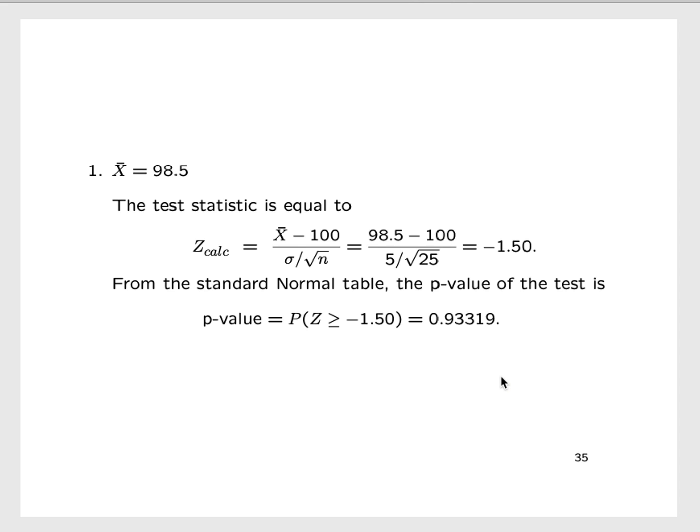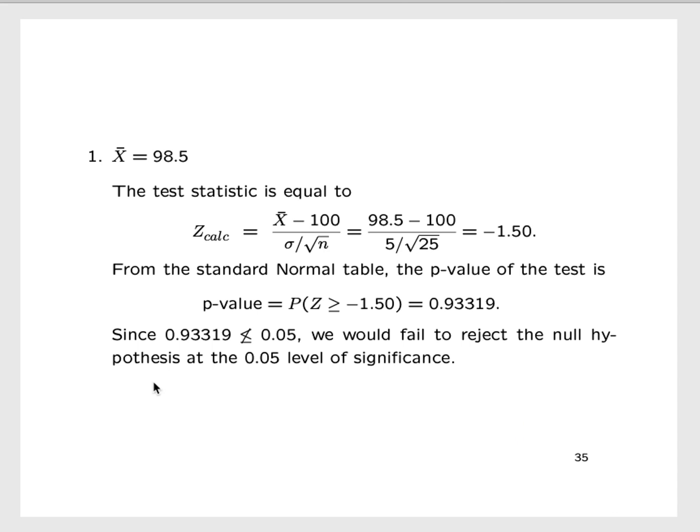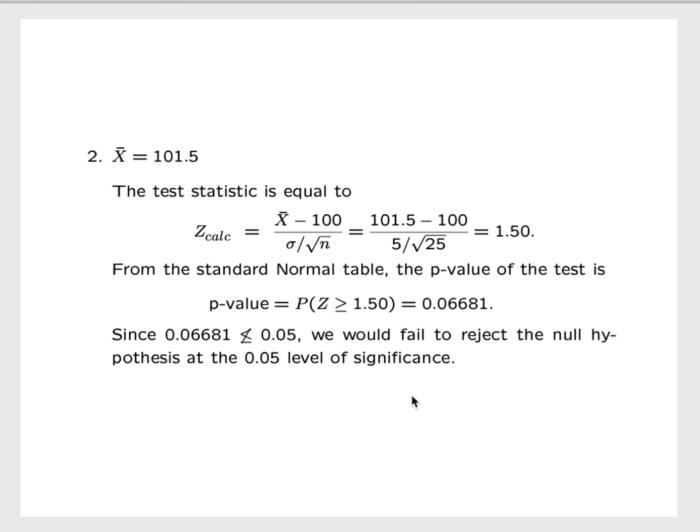In fact, I need to include that statement in my notes here, so let me do that, and I'll be right back. All right, so there's a statement. Since 0.93319 is not less than or equal to 0.05, we would fail to reject the null hypothesis at the 0.05 level of significance.